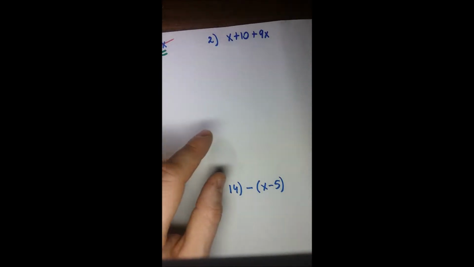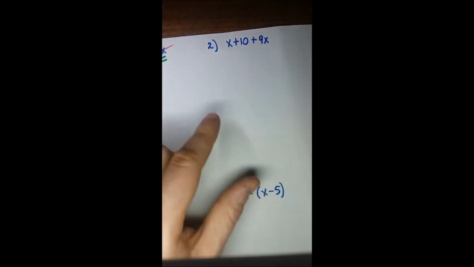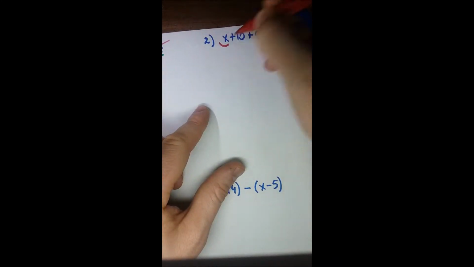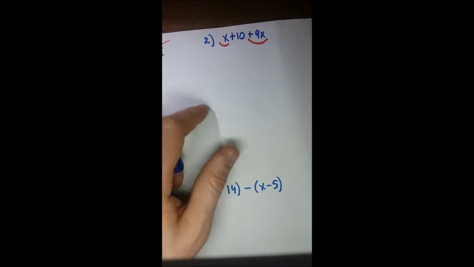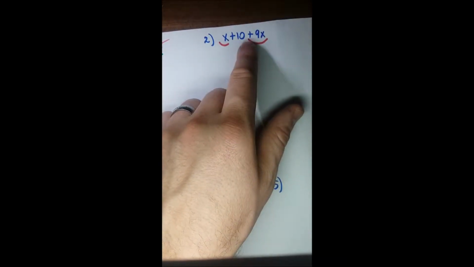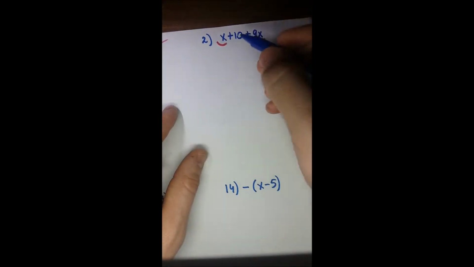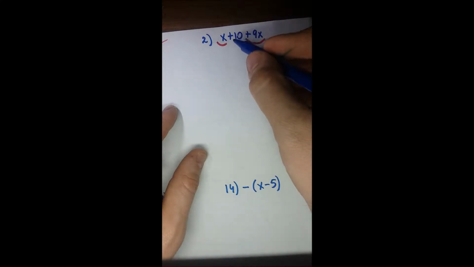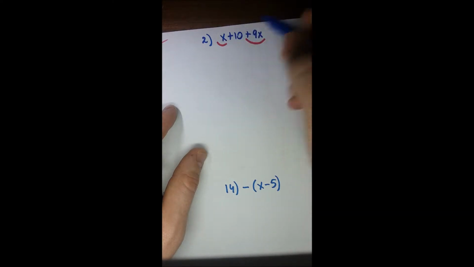Number 2 is pretty easy. Again, we need to combine like terms. Like terms are x and positive 9x. Notice how I include the sign in front. Then, why do I want to underline plus 10? Because it has nothing to combine with. It cannot be combined with any of those because it doesn't have x.